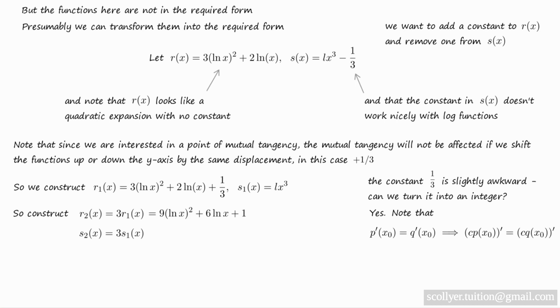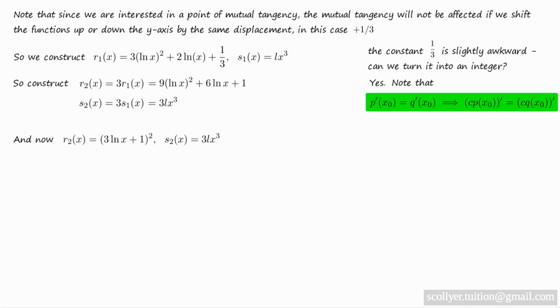And r2 of x becomes 9 times the square of log x plus 6 log x plus 1. s2 of x becomes 3l times x cubed. And from the observation that we made here, we can be sure that r2 of x and s2 of x also share a common tangent. And we immediately see that r2 of x equals 3 log of x plus 1, all squared.